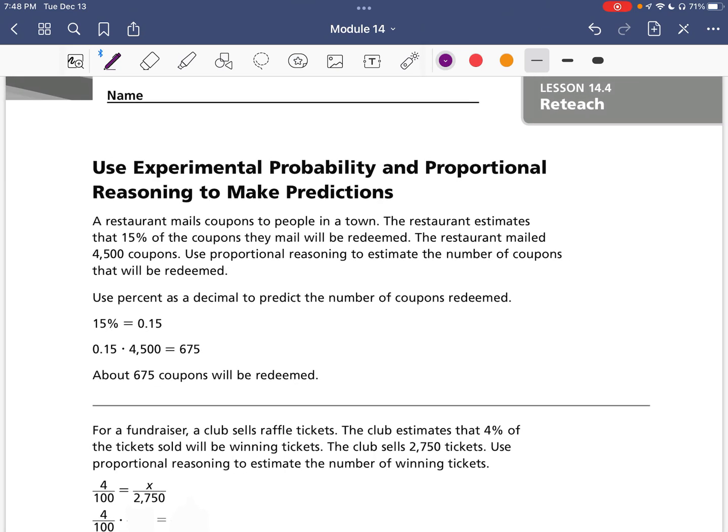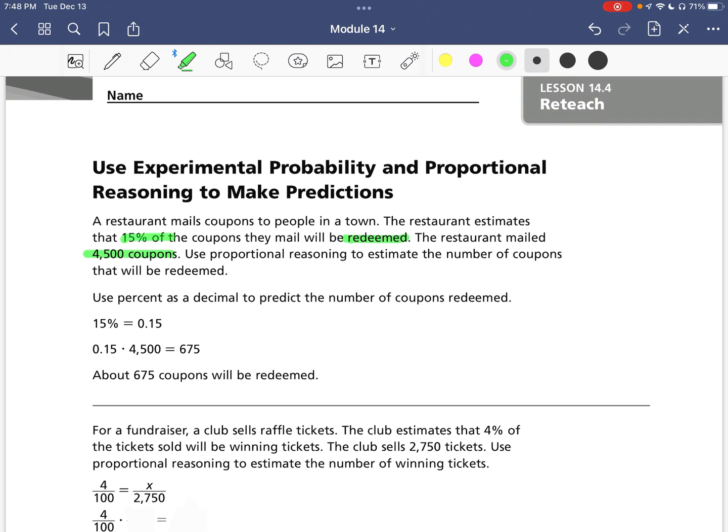So here we have a restaurant that mails coupons to people in a town. The restaurant estimates that 15% of the coupons they mail will be redeemed. The restaurant mailed 4,500 coupons. Use proportional reasoning to estimate the number of coupons that will be redeemed.